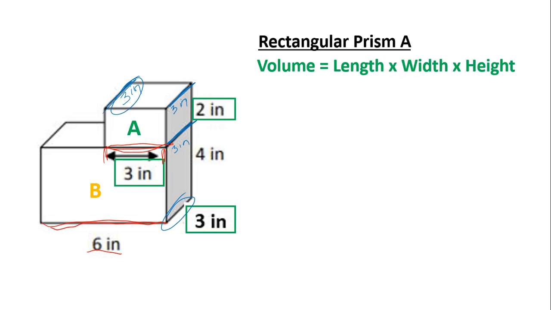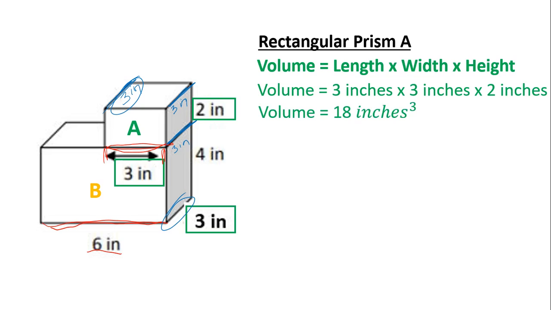The height is 2 inches. So we're going to multiply 3 inches times 3 inches times 2 inches. Well, 3 inches times 3 inches is 9 inches squared, and 9 inches squared times 2 inches is 18 cubic inches. So the volume of rectangular prism A is 18 cubic inches.